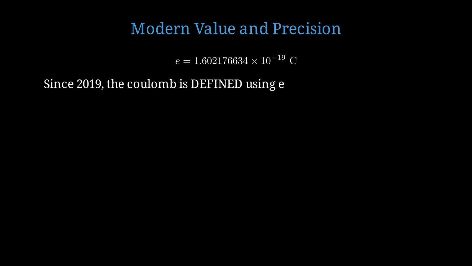Millikan's original value was 1.592 times 10 to the negative 19 coulombs, pretty close to the modern value. But let me show you how much progress we've made. The modern accepted value is 1.602176634 times 10 to the negative 19 coulombs. Notice something interesting? This value is now defined exactly. It's no longer measured. In 2019, the SI system was redefined. The elementary charge E is now a defined constant, and the coulomb is derived from it. This is how science progresses. What was once measured becomes so well established that it becomes the definition.